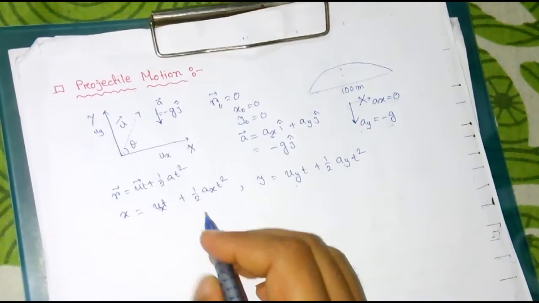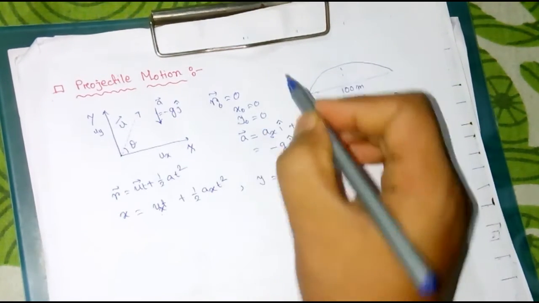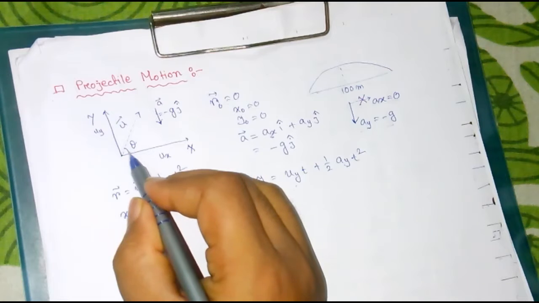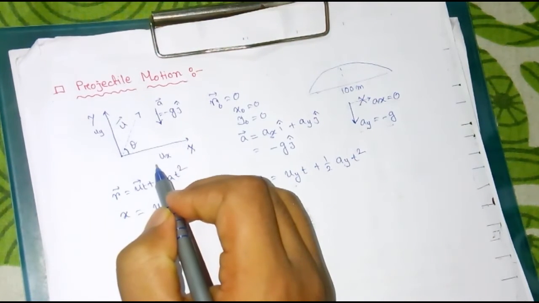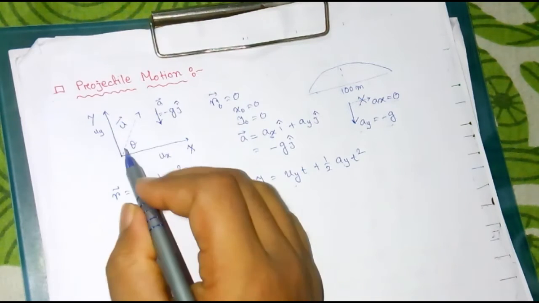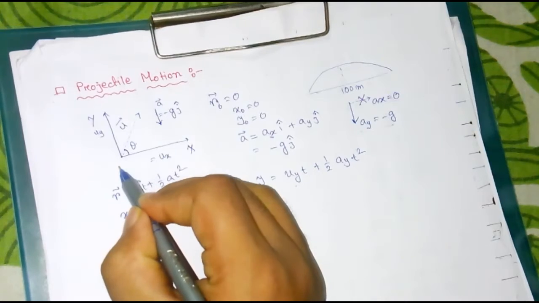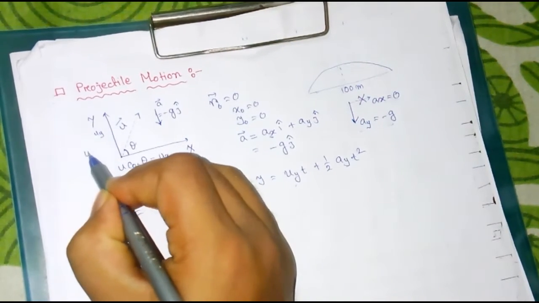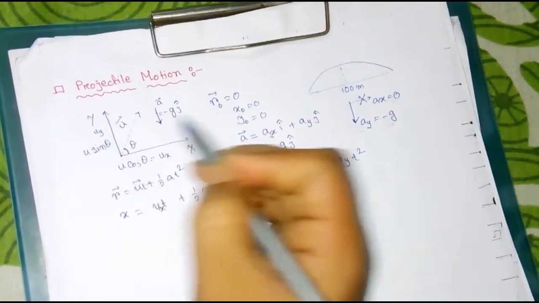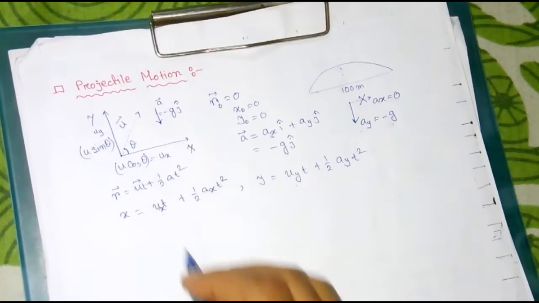Now what is the value of ux? We know that the component which makes the theta angle has a cos theta, and the other component has sin theta. So ux will be u cos theta and uy will be u sin theta.